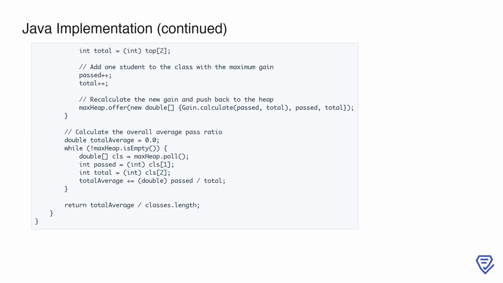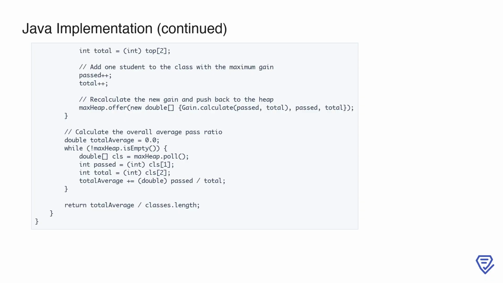Now, we allocate the extra students to maximize the overall average pass ratio. In a loop that runs for the number of extra students, we continually extract the class at the top of the heap, which has the maximum potential gain. We increment both the number of passed and total students for this class, as one student is added. Afterward, we recalculate the new potential gain for this updated class and push it back into the heap, ensuring the heap remains correctly ordered.